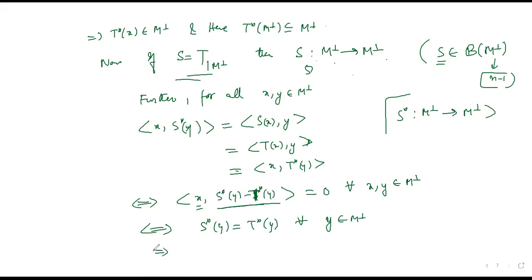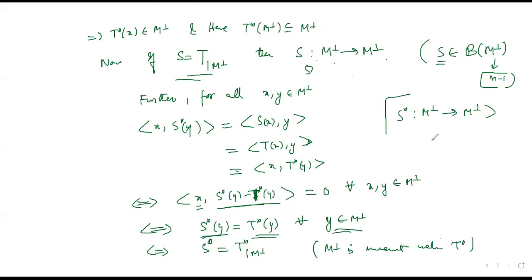In other words, S* is nothing but T* restricted to M perp, because when I keep the domain as M perp, they are essentially the same. So this means that M perp is invariant even under the adjoint. M perp is invariant under the adjoint T*.